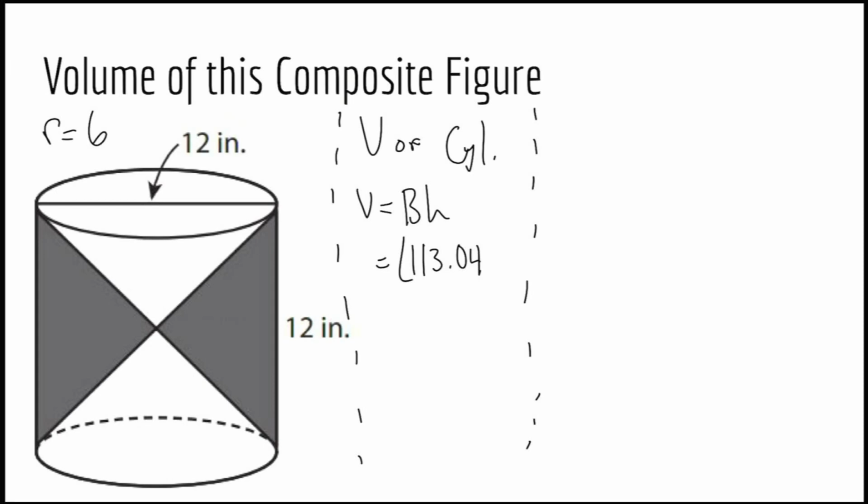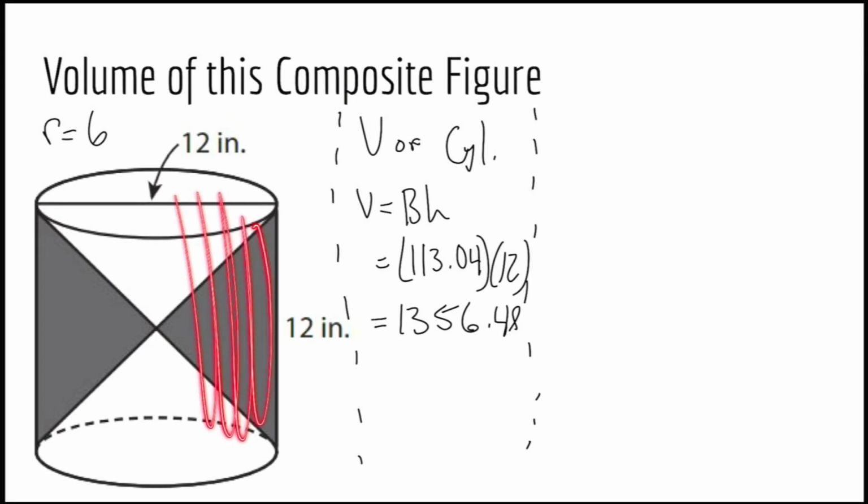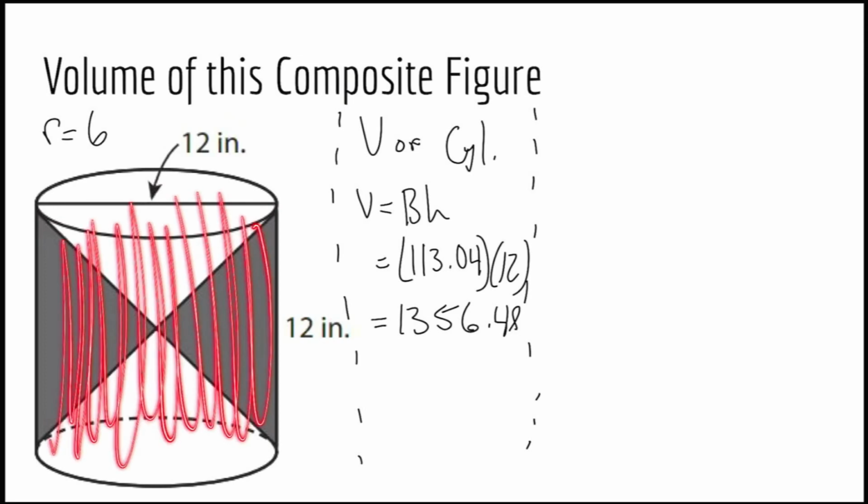Now, the height of my cylinder is going to be, again, 12 inches. So I'm just going to plug in a 12 for my height. So we're going to multiply 113.04 times 12. And that's going to give me 1356.48. That's going to be the volume of my entire cylinder.